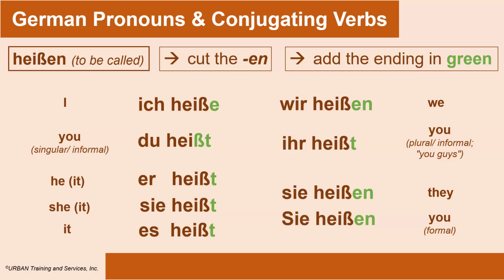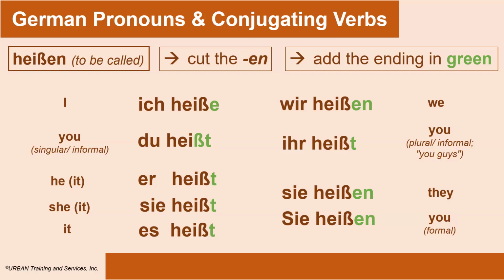Now the green endings, that's what conjugating verbs is like. You take that core by cutting the -en and you add your green endings. Now, if I gave you another verb to conjugate, you'd be able to do it as long as it's regular or sort of regular, and you'd apply the same endings. With the slight difference that heißen is a verb that has this funny looking letter. It's actually not a B, it's called scharfes S.